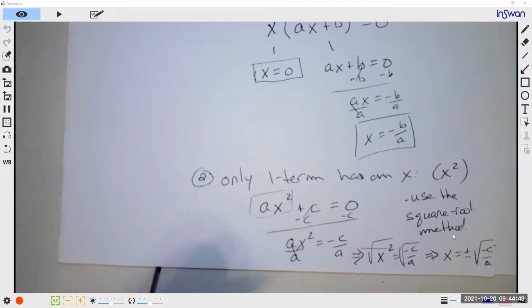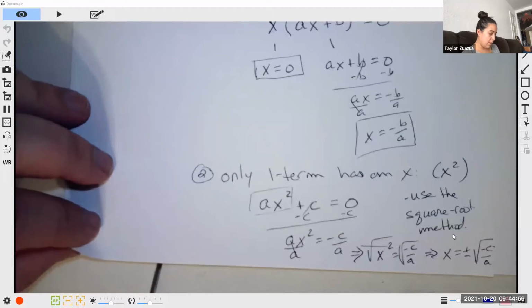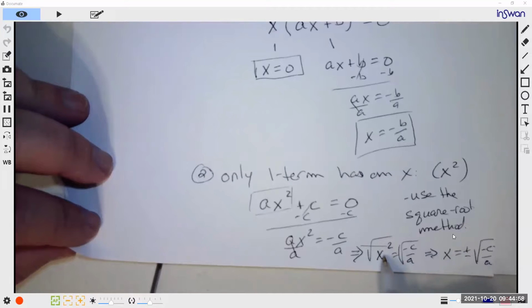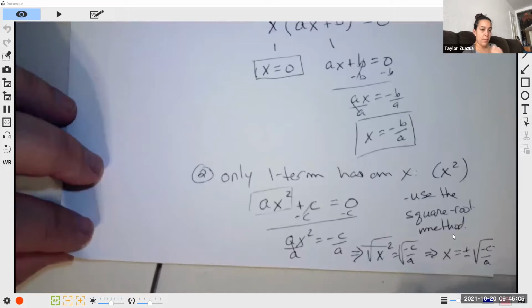Okay, let's look at examples of both of those. It says plus or minus. Yes, plus or minus. Whenever you square root X squared, you have to put plus or minus in front of the other side. Right, let's look at examples.